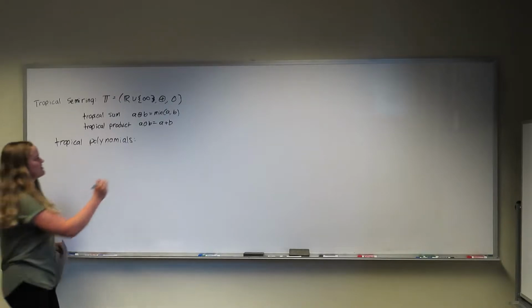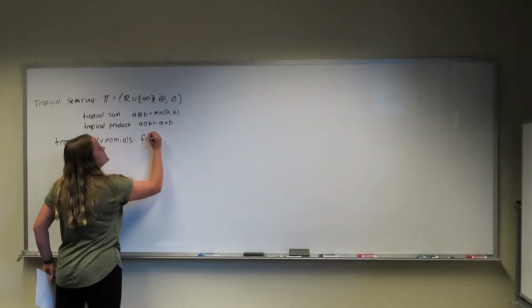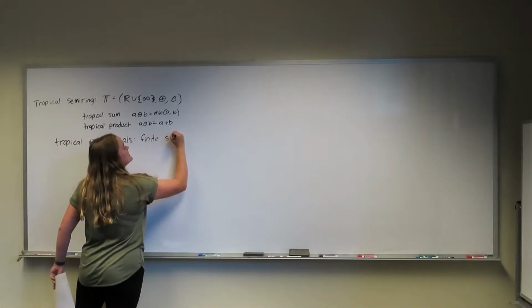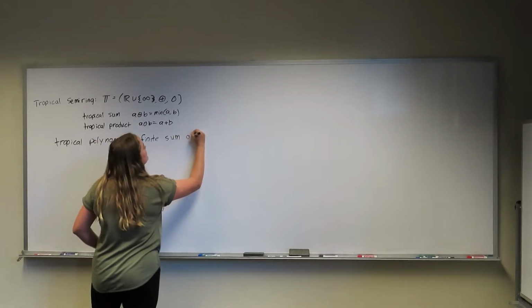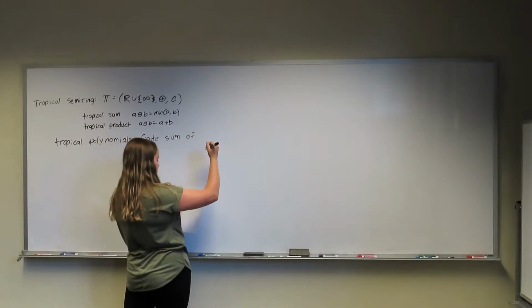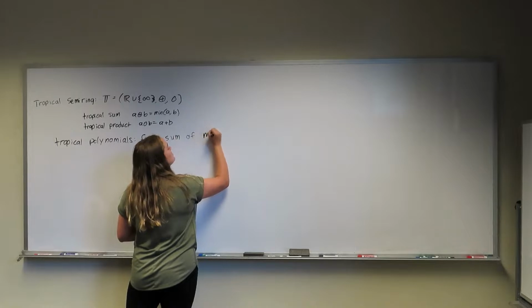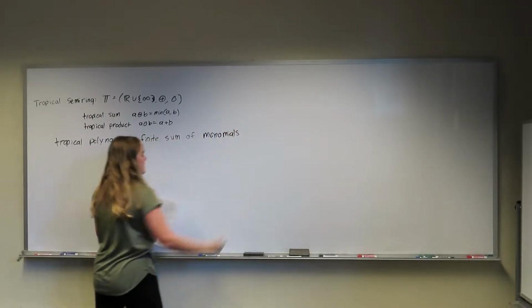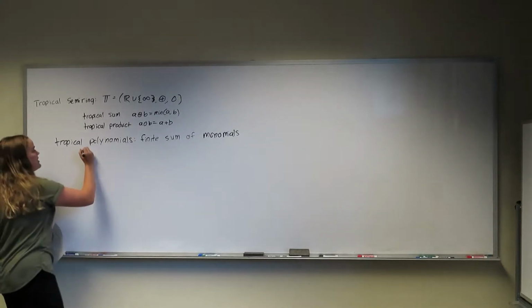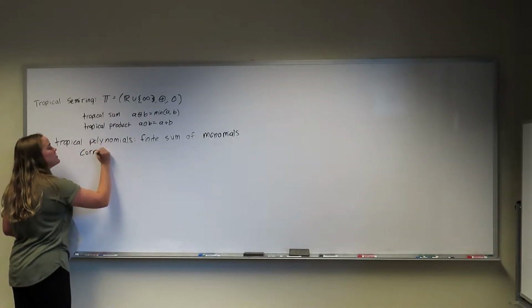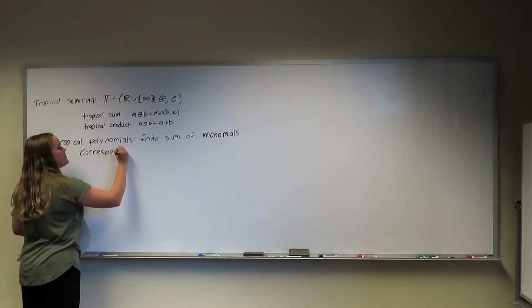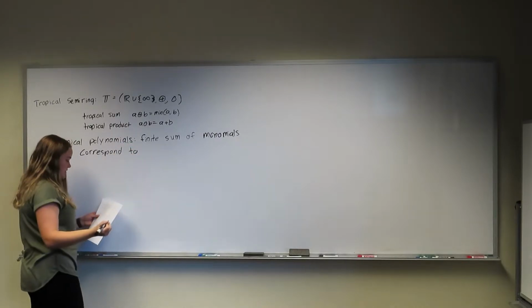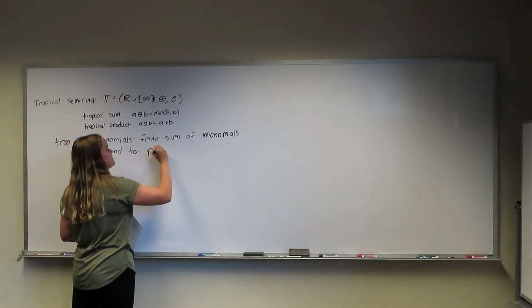So a tropical polynomial is a finite sum of tropical monomials. And these correspond to piecewise linear functions.